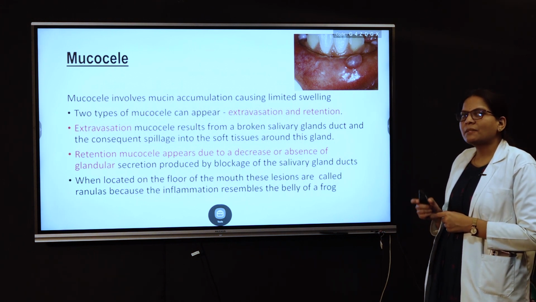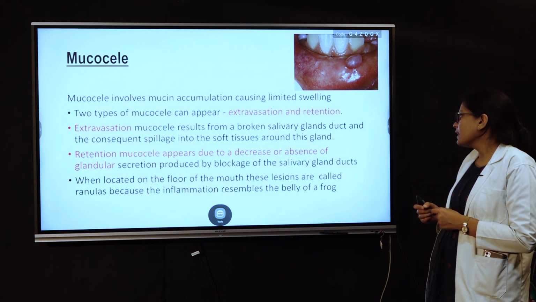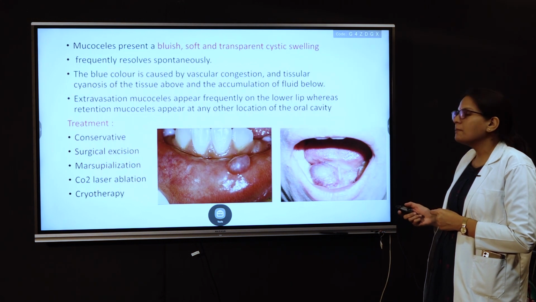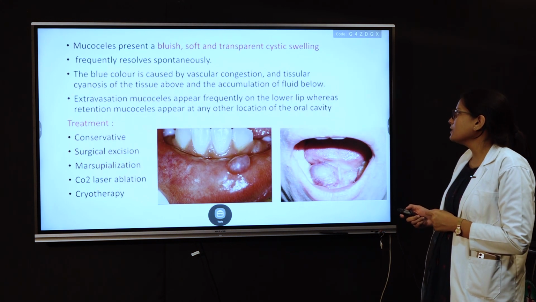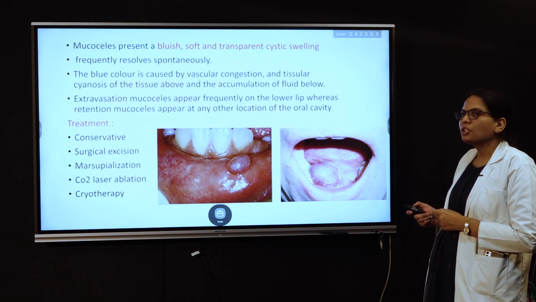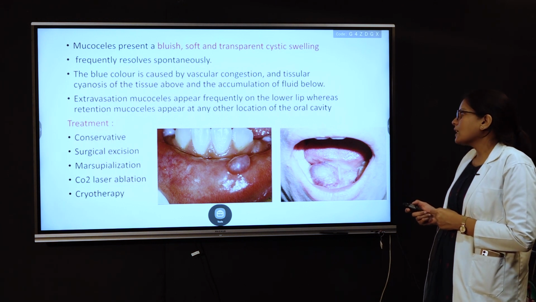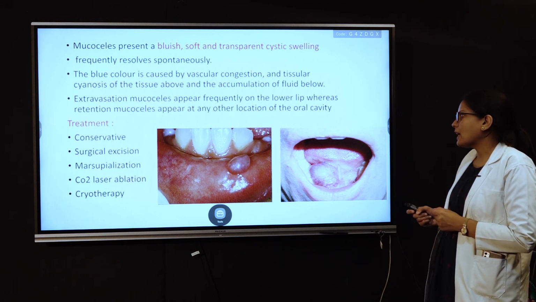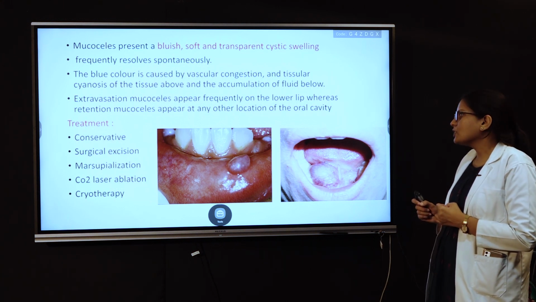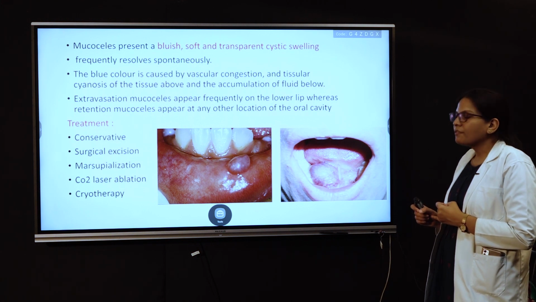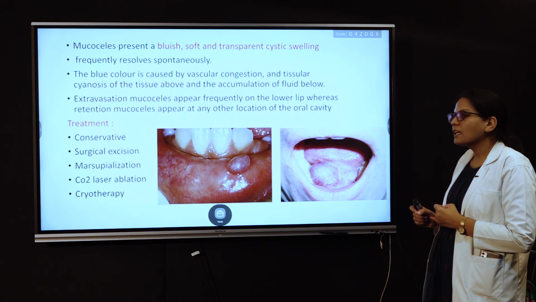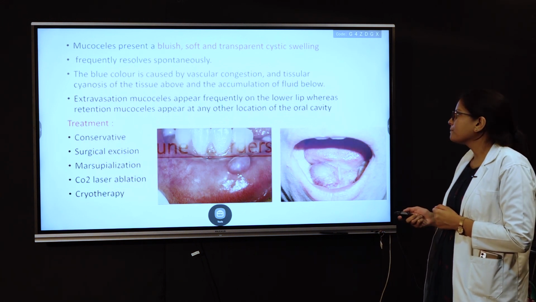And when this mucocele is typically seen in the floor of the mouth with a bluish swelling, it is called a ranula. Its swelling typically appears blue in color because of venous congestion or vascular congestion and tissue cyanosis. So extravasation mucoceles appear frequently on the lower lip, whereas the retention mucoceles appear typically in any other location of the oral cavity. The treatment and management of mucoceles is, first, conservative management, elimination of any traumatic or etiological factor, surgical excision, marsupialization, carbon dioxide laser ablation and cryotherapy.